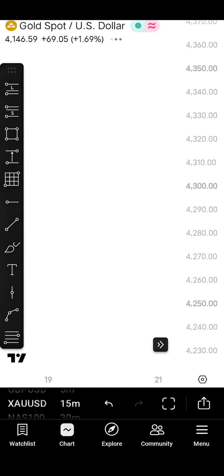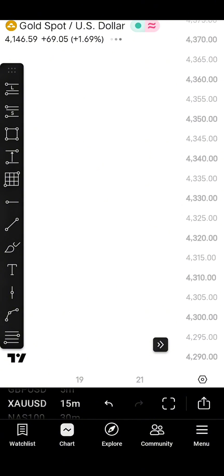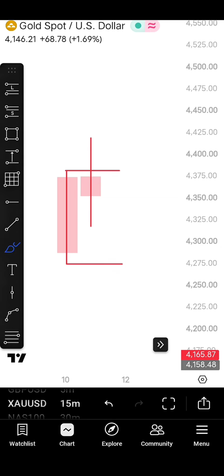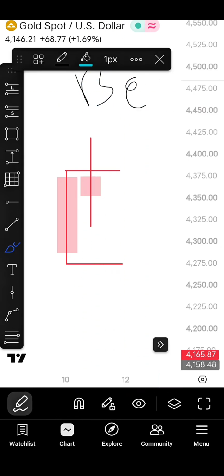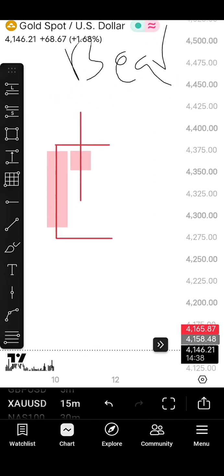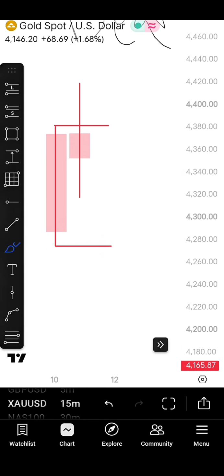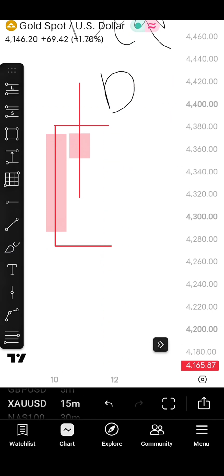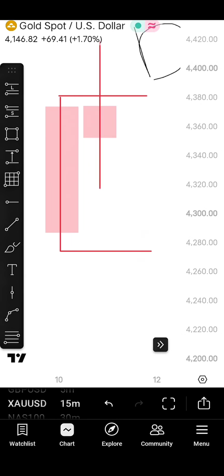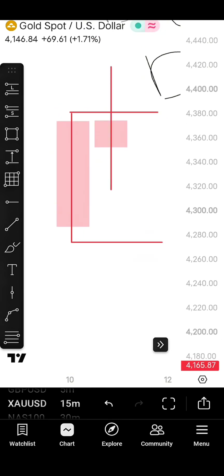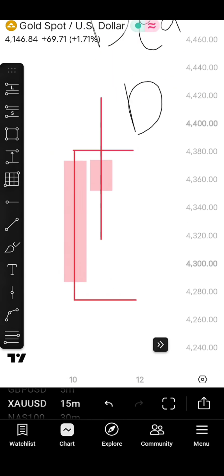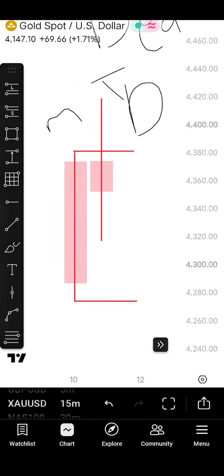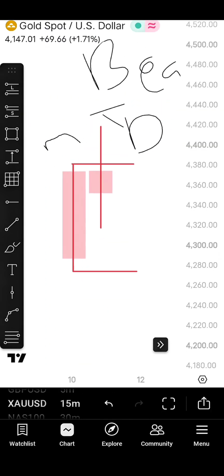For example, you have two scenarios here. Let me draw the candles. This is the bearish example. Now let's say this is the daily time frame. The candle you will look at is on the daily time frame. For example, this is the Monday candle and this is the Tuesday candle.